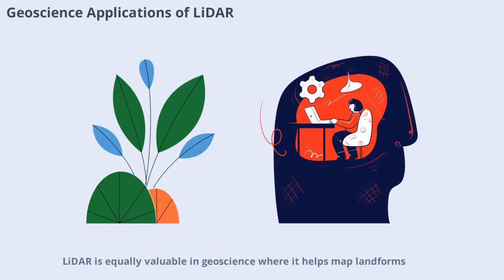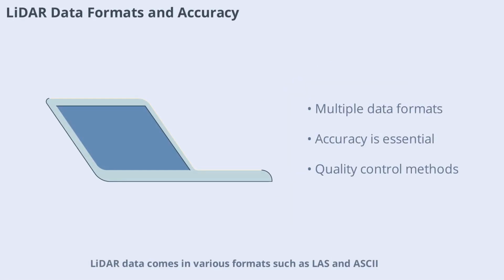LiDAR is equally valuable in geoscience, where it helps map landforms, monitor sand dune migration, and analyze geological structures. By capturing fine-scale topography, LiDAR supports studies of tectonic activity, surface hydrology, and volcanic features. The book's projects include measuring dune movement in New Mexico and analyzing rock layers in Utah. LiDAR data comes in various formats such as LAS and ASCII, each with its own advantages for storage and processing.